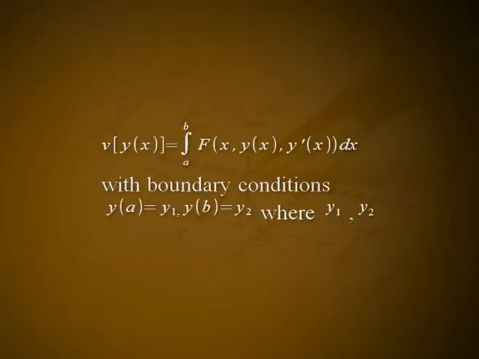We will now derive Euler's equation. We examine the extremum of the functional v[y(x)] equal to the integral from a to b of f(x, y(x), y'(x)) dx with the boundary conditions y(a) = y1, y(b) = y2, where y1, y2 are prescribed at the fixed boundary points a and b. Let f(x, y, y') be differentiable thrice and the extremum be attained on the curve y = y(x), which is twice differentiable.